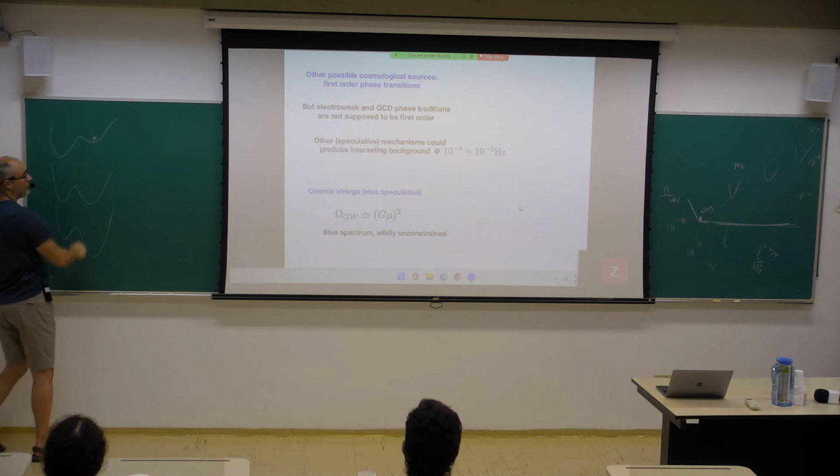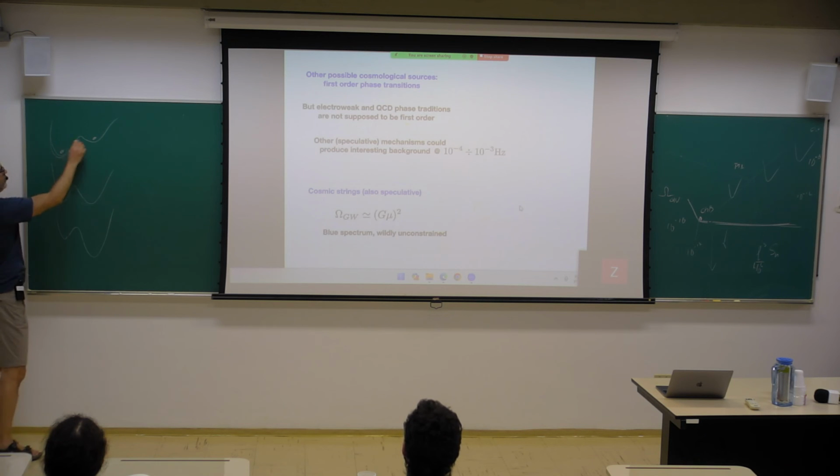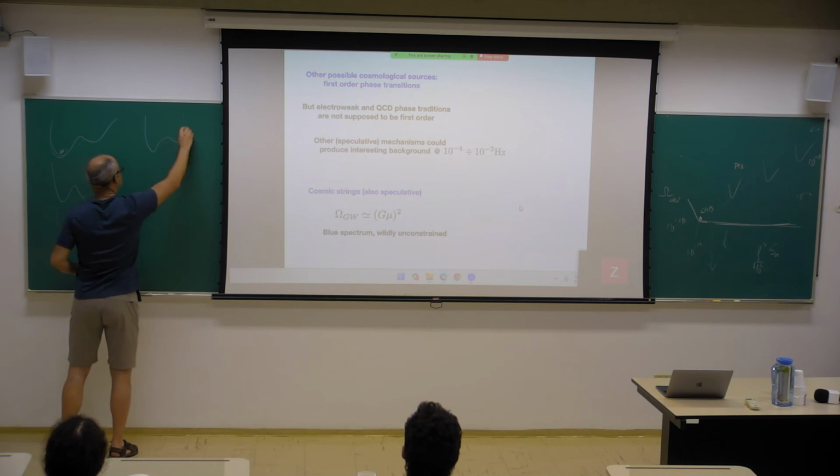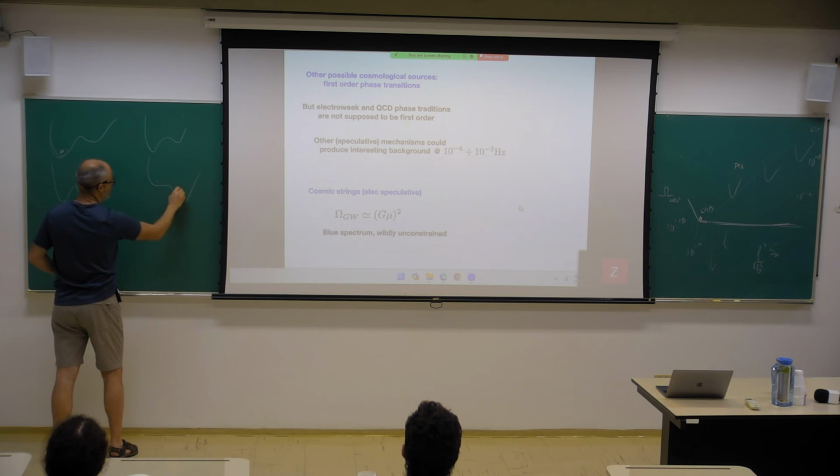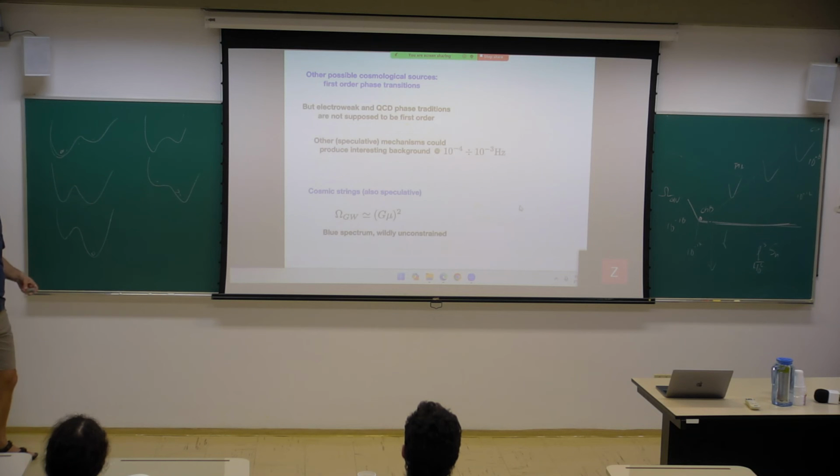Okay, this minimum was a true minimum, and at some point this becomes the true minimum, and the passage from this to this in a first order phase transition is sudden. Okay, it's not continuous. A second order phase transition is something similar, but it happens like that. In this case, the passage between the two minima is smooth. There is never a barrier. In a first order phase transition, you basically create at some point bubbles of true vacuum, and these bubbles expand and they collide and they generate a lot of gravitational waves.